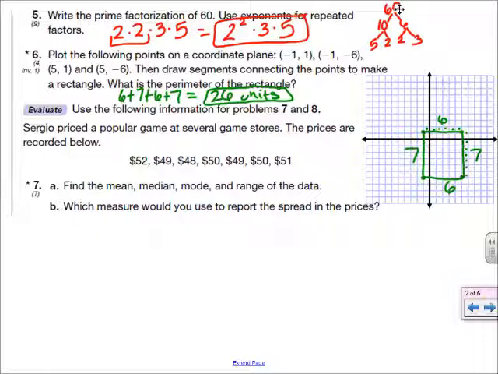It says, use the following information for problems 7 and 8. Sergio priced a popular game at several game stores. These prices are recorded below. So find the mean, median, mode, and range of the data.